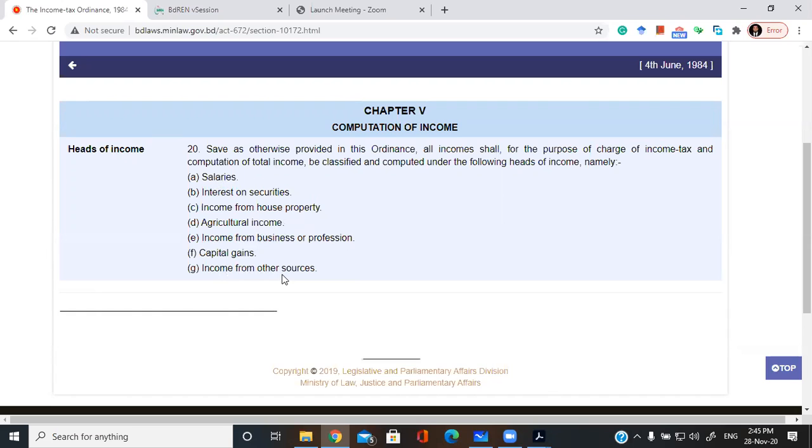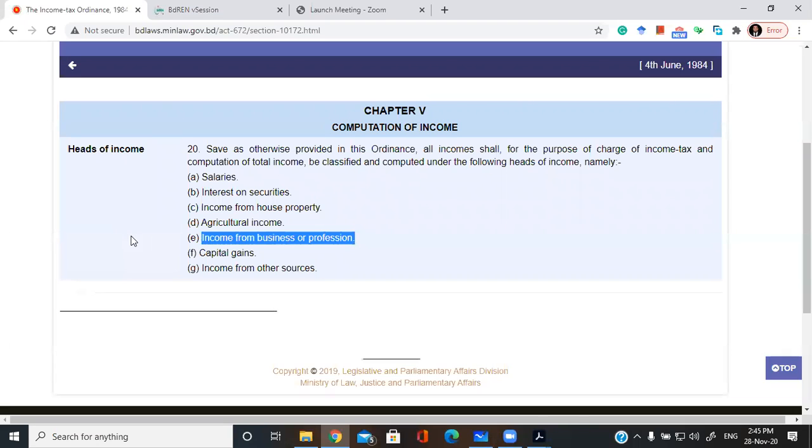But as our course title is business taxation, we like to spend less time on personal or individual taxation. So from a personal income perspective, we like to concentrate on the salaries and the interest on securities. And we like to spend at least one session on income from business or profession. Then we shift to the company income, value added tax, customs duty, if we can use our remaining time.